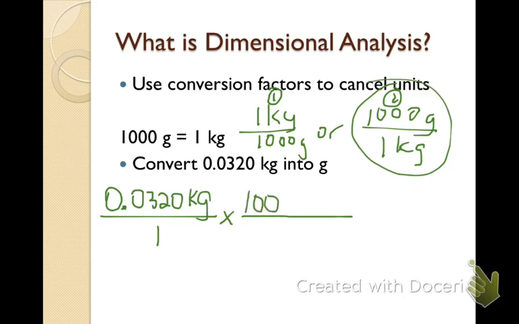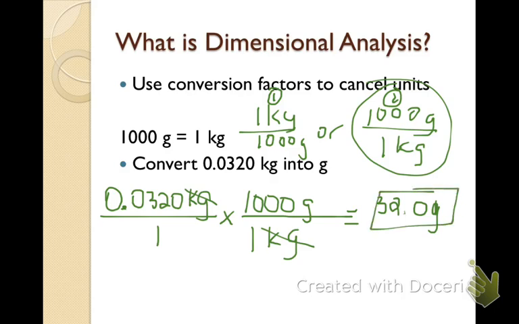So we have 1,000 grams over 1 kilogram. Let's go ahead and cancel out that unit. We got rid of kilograms, and now we're in a unit that we do want, which is grams. So when we calculate it out, 0.0320 kilograms times 1,000 should just give you 32.0 grams. Check your answer, make sure it makes sense. Emphasize the decimal point, make sure you have a unit, and put a box around your final answer. Alright, so we're good to go there.